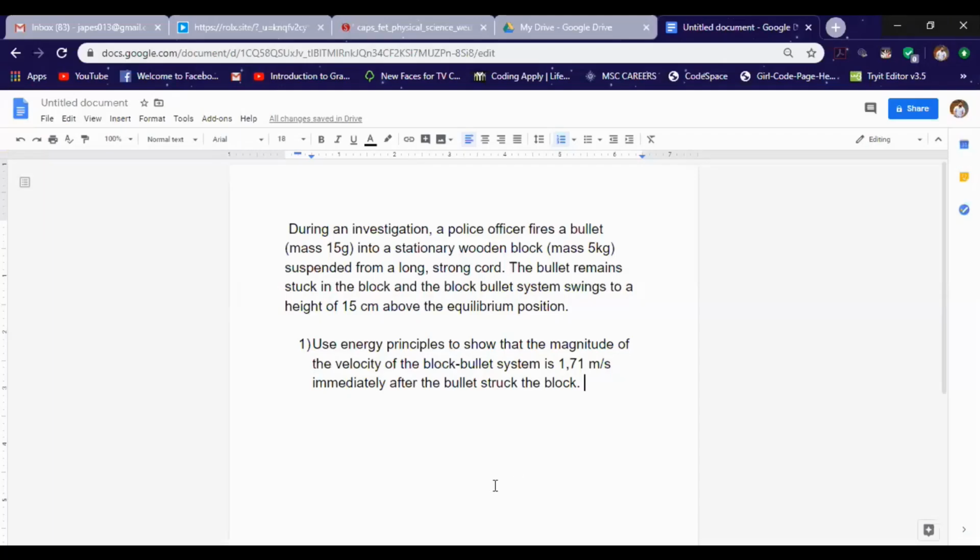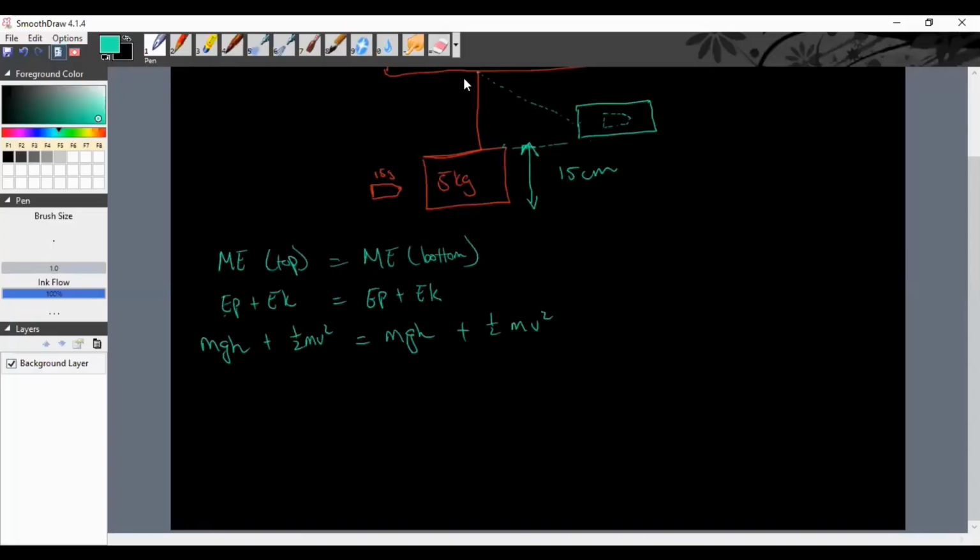All right, so we need to prove via energy principles that this velocity is indeed equal to 1.7 meters per second. That is the answer. We just need to prove it. So we're doing a bit of a proof calculation here. Let's just go through the question again. ME at the top versus ME at the bottom.